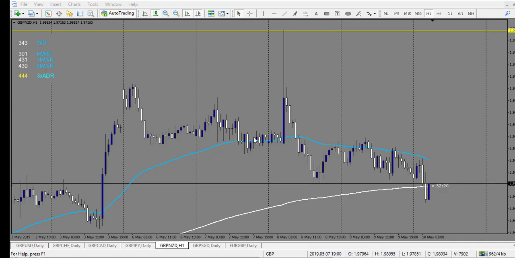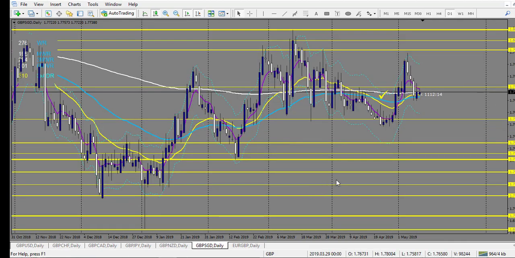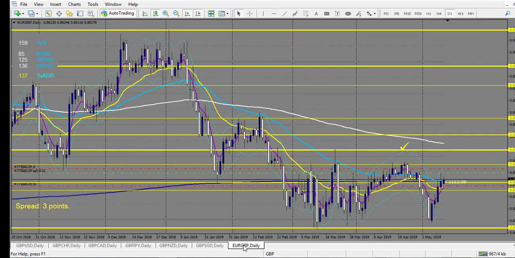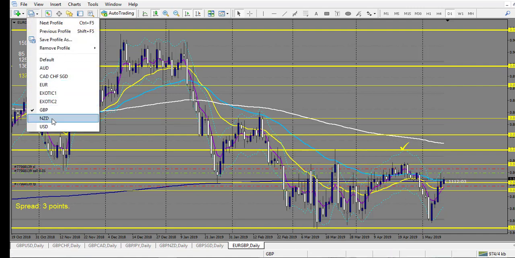Now let's look at GBP Singapore. It didn't touch outside the envelope this week. 5 last candle. And about Euro GBP, it's a level that I found during the week. It was not on the profile, and the rest was inside the envelope, so we didn't take. Now let's go on New Zealand.